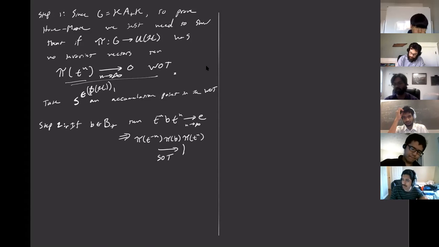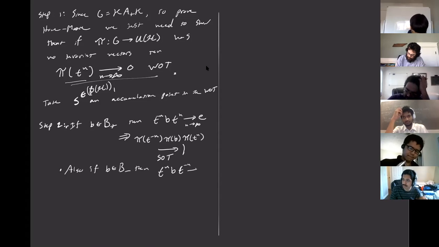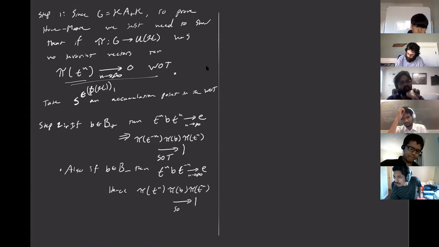And similarly, if b is in B minus, then if we take positive powers, then negative powers, this again converges to the identity as n tends to positive infinity. Hence pi of T^n, pi of b, pi of T^{-n}, this time the inverse should be there, again converges to one in the strong operator topology.